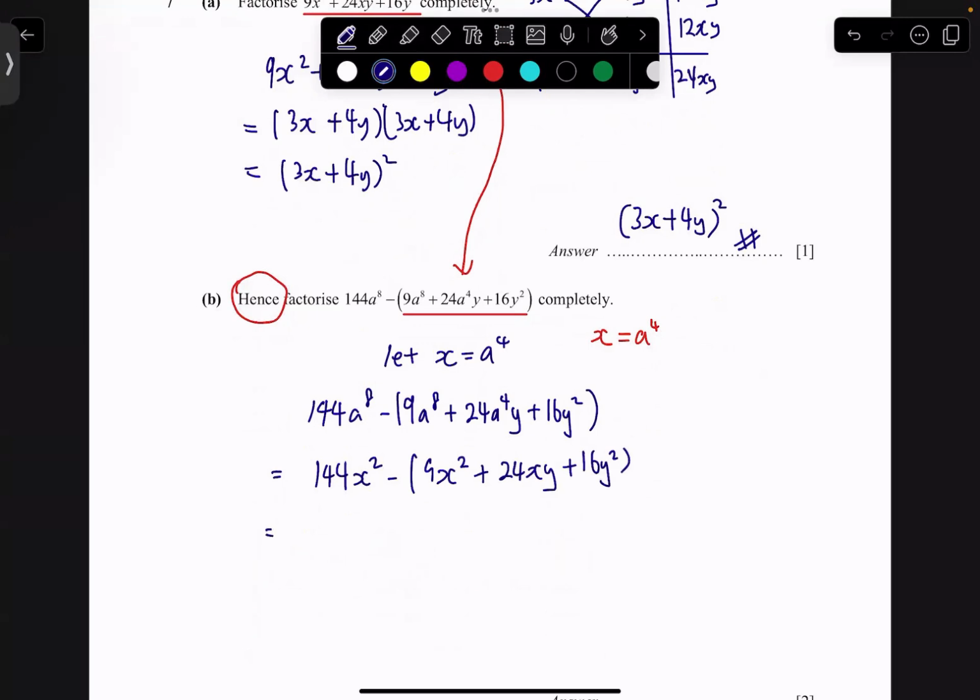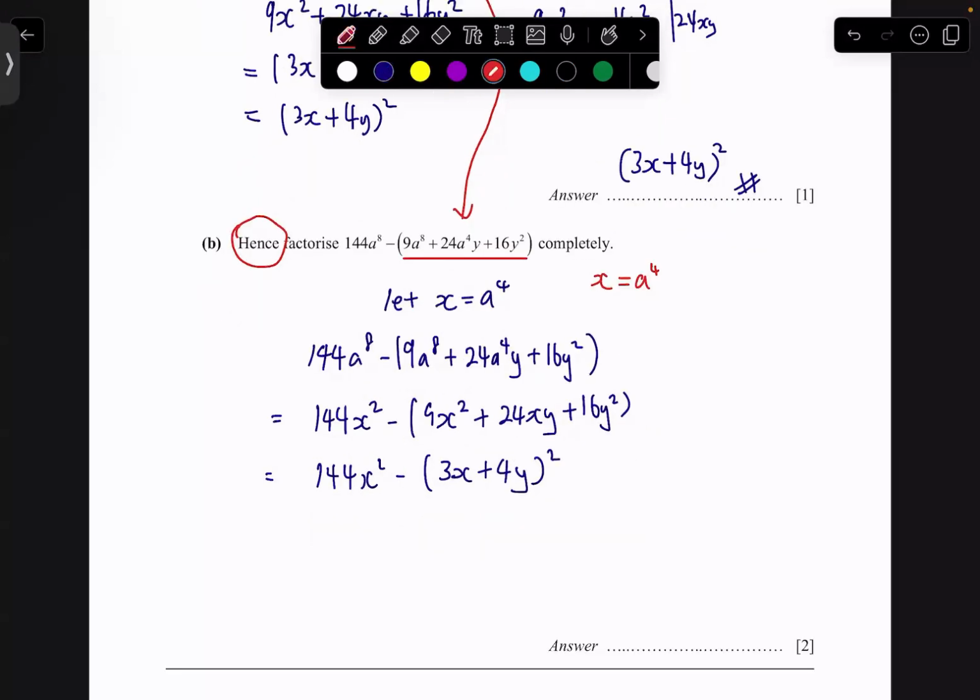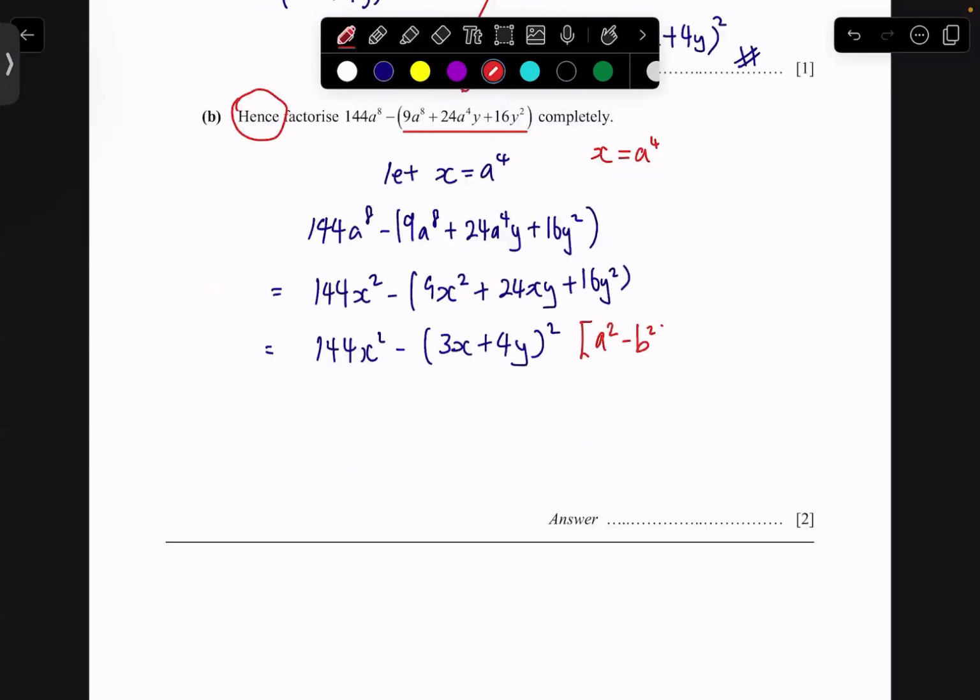So from above, we know that this is going to be 144x squared minus (3x + 4y) squared. Now, it is important to note that this now becomes a squared minus b squared. So we can further break this down into (12x plus 3x plus 4y) and (12x minus 3x plus 4y).